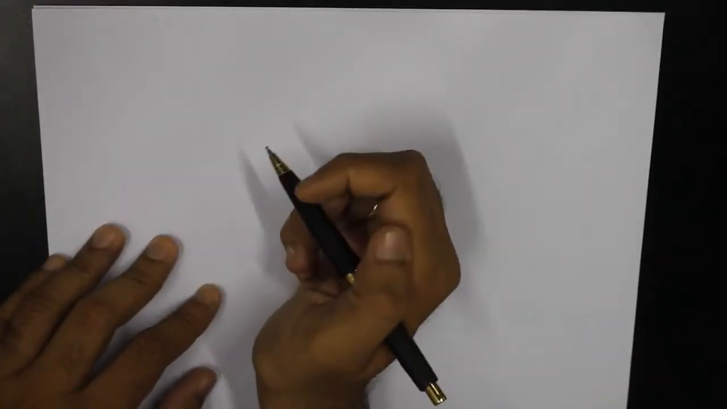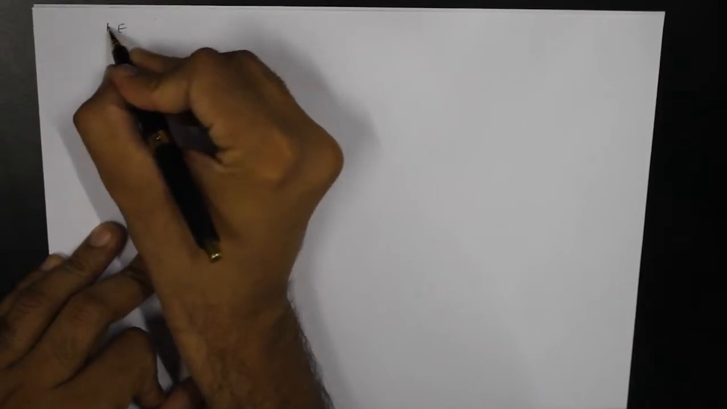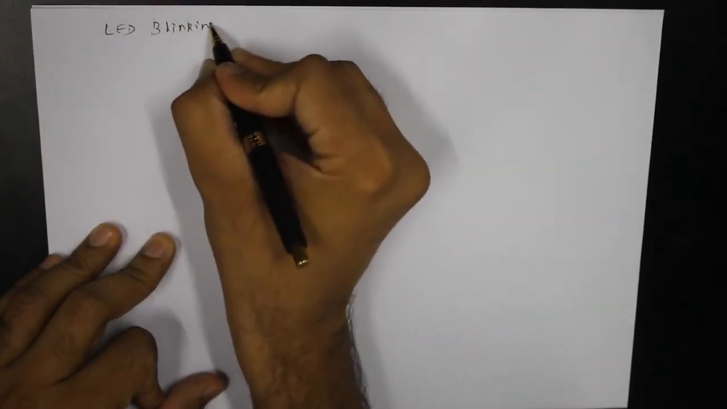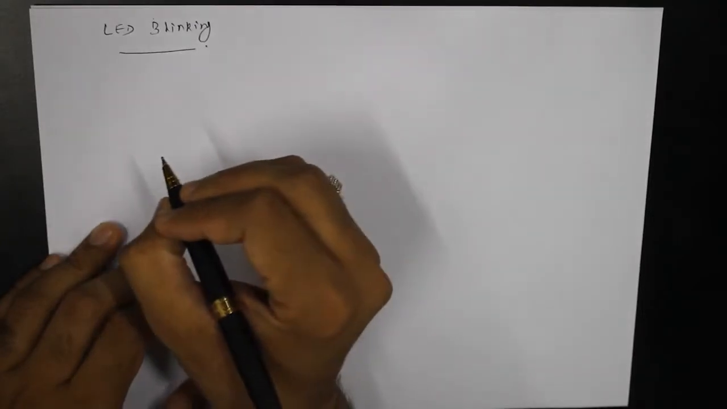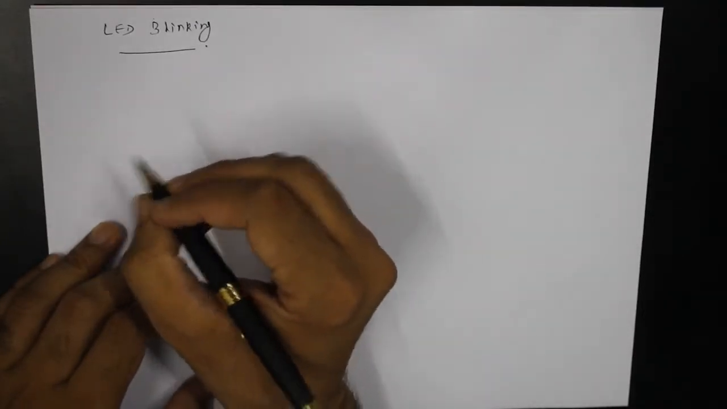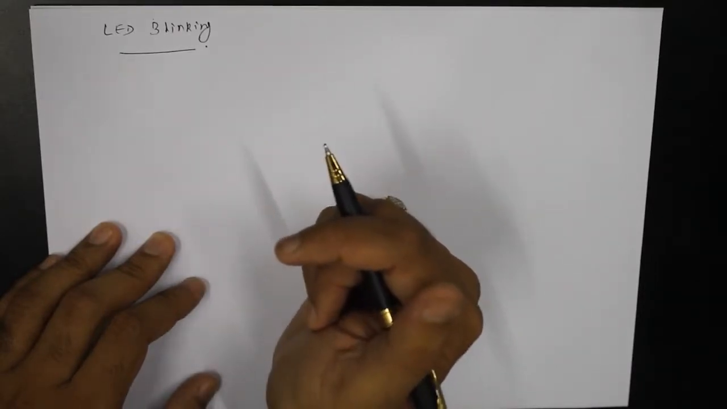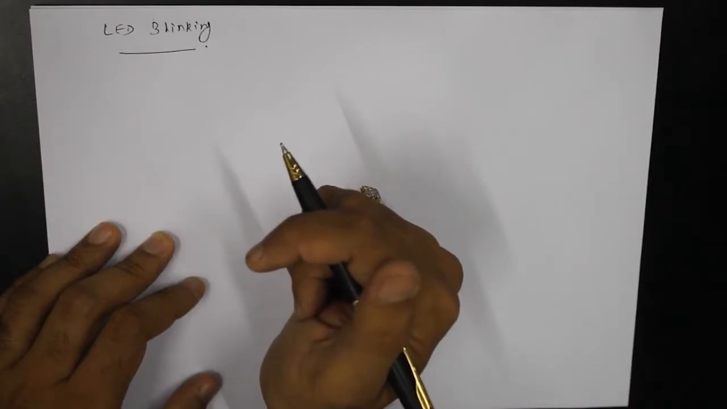Hello everyone, in this video I will show you how to write an LED blinking program for the 8051 microcontroller using assembly language programming. In the earlier tutorial that I shared with you, I showed you how to write the LED blinking code using the C programming approach. In this case, I will explain the assembly programming way of doing the same job.